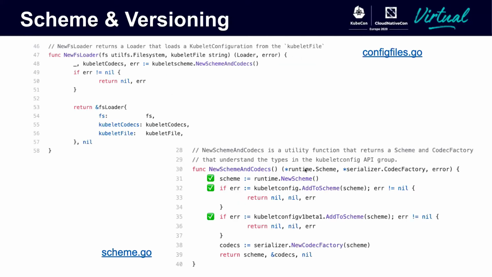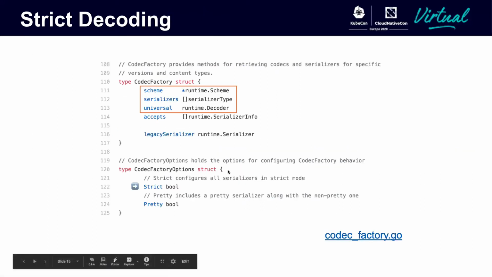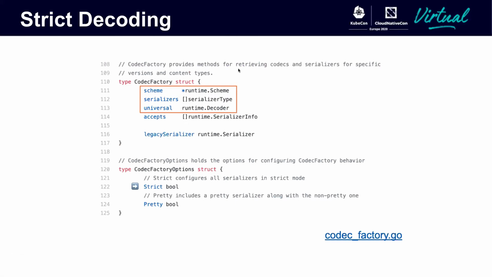All right, so we have a scheme, we register some versions into it, and then we pass it to a Codec Factory. We get some codecs back. All right, what's a Codec Factory? Let's have a look. If you look through the code, for Codec Factory, it says it provides methods for retrieving codecs and serializers for specific versions and content type.